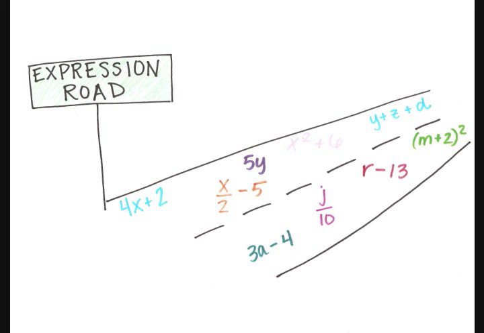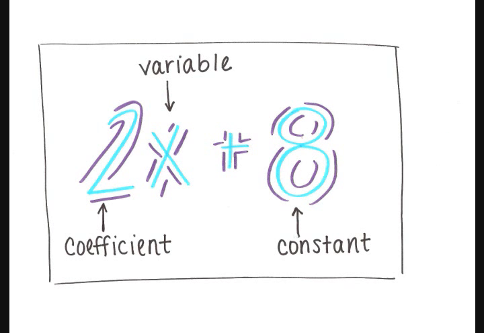First, he visited Expression Road. On Expression Road, you can find numerous terms, or parts of an expression separated by a plus or minus sign, that include one's variable name. Of course, Variable X was looking for any expression that included X. He quickly found the expression 2x plus 8 scribbled on the sidewalk of Expression Road. This expression includes two terms, because 2x and 8 are separated by a plus sign.